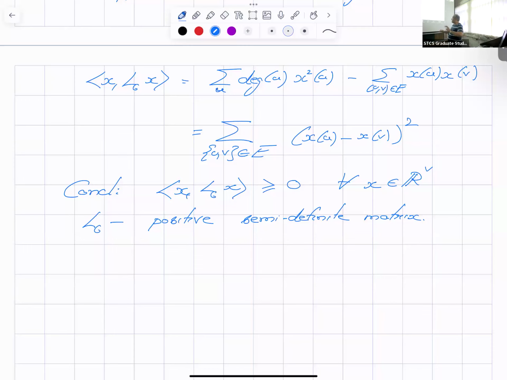In fact, we will be discussing positive semi-definite matrices in detail in some of the later modules. A positive semi-definite matrix is just a matrix whose corresponding quadratic form is always non-negative. If you take M and look at x going to x transpose Mx, that's non-negative for every x. Then I call it a positive semi-definite matrix. This is one of the nice properties of the Laplacian, which we will be using later on.